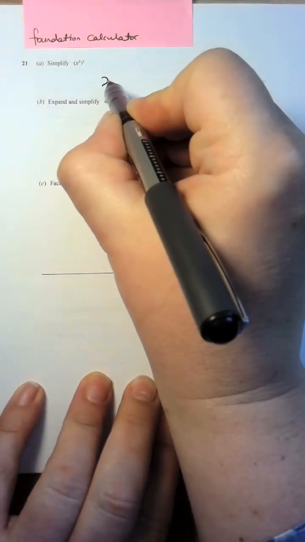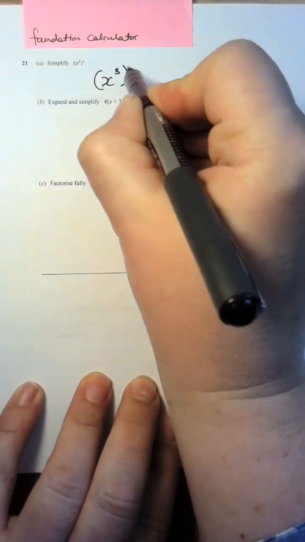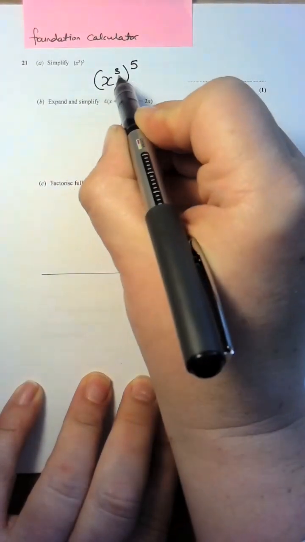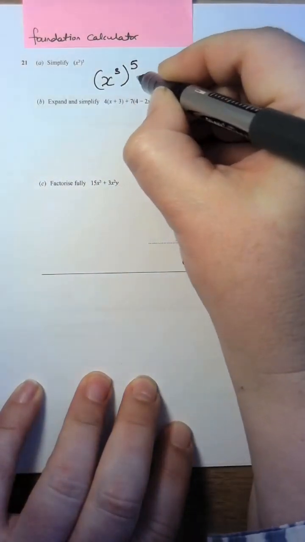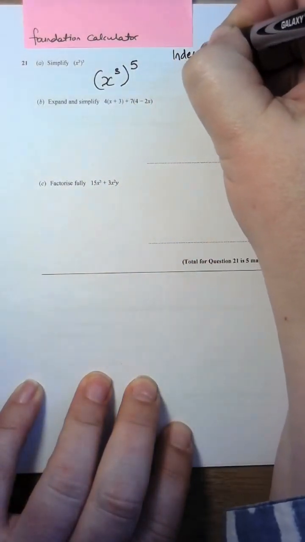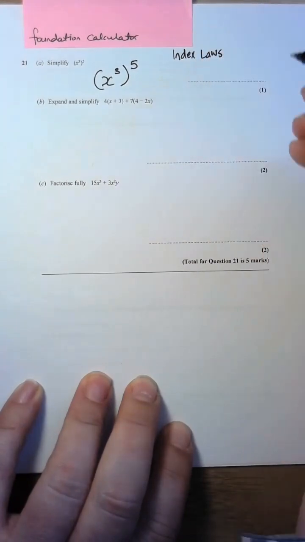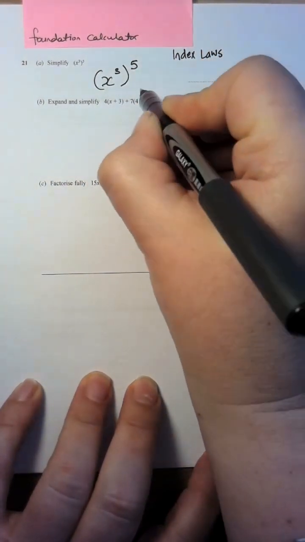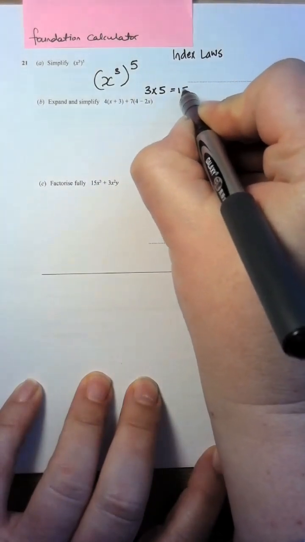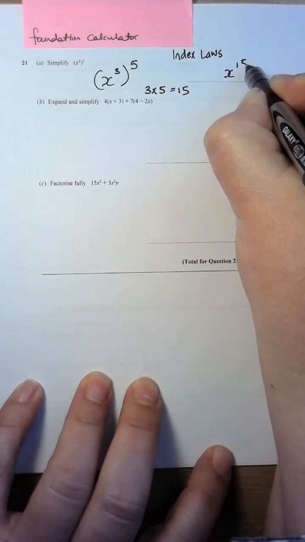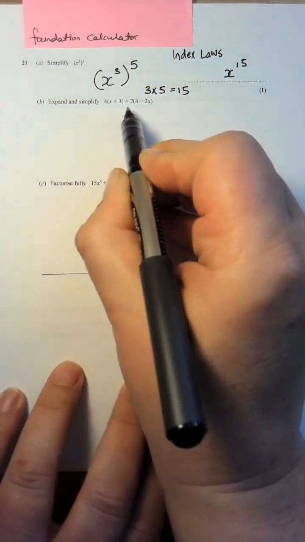Okay, I'm just going to make this a bit bigger for you to see. X to the power of 3 to the power of 5. We're using index laws. If you need a refresher, Google it, but we're going to multiply those powers, the indices. We're going to expand and simplify.